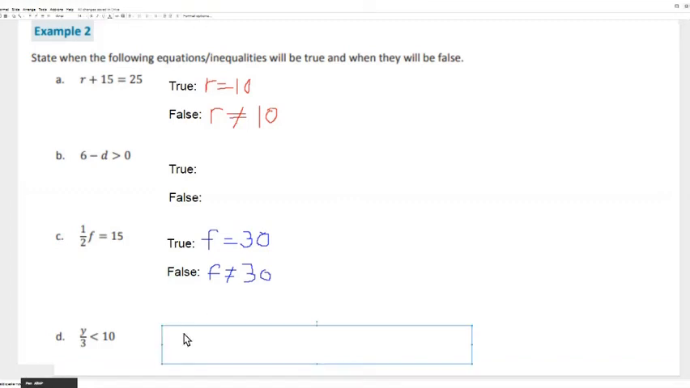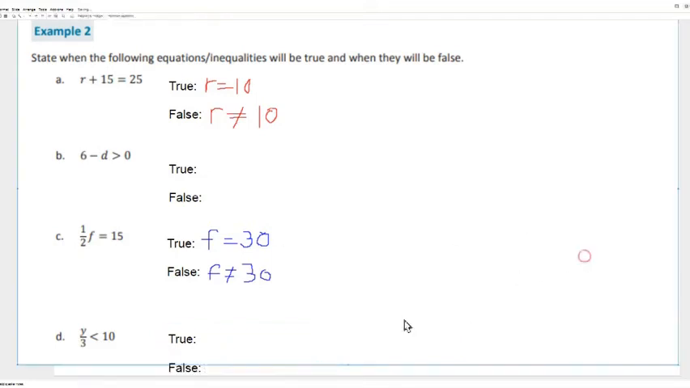If we do it one more time, for one more inequality, we have a true statement and a false statement. Let's go down just a little bit more. What would make this true? This is y divided by 3 is less than 10.